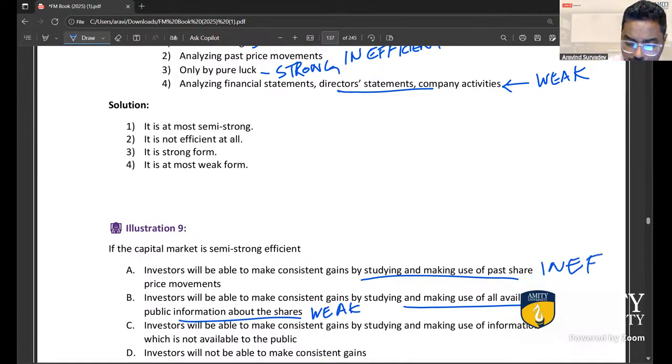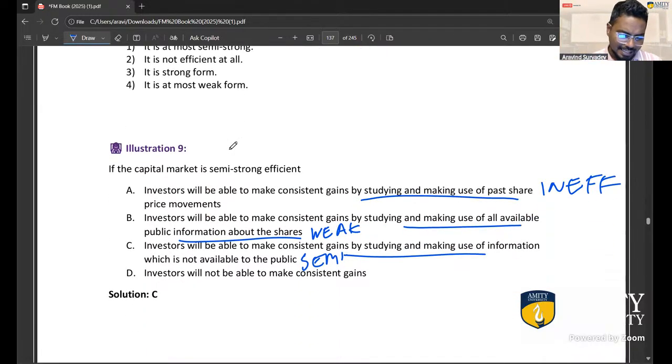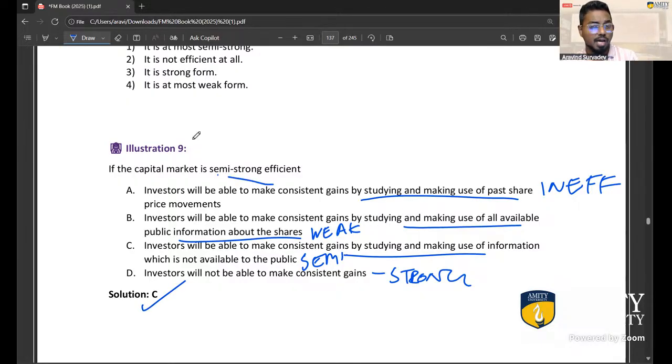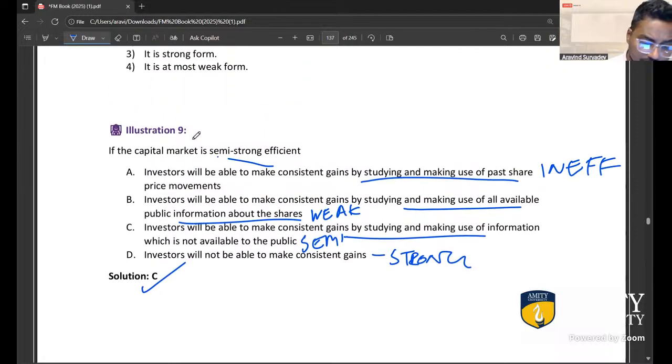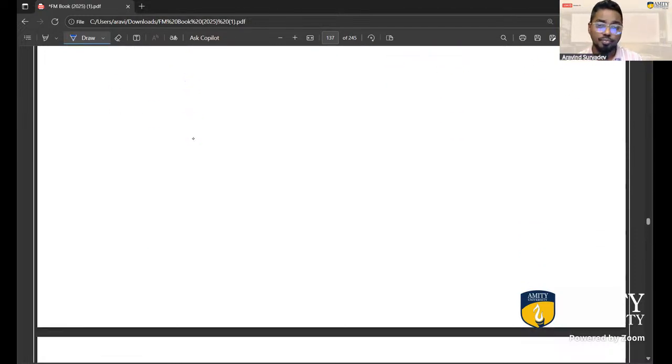Then investors will be able to make consistent gains by studying and making use of information which is not made available to the public. Yes, that is semi-strong. That is the answer to this question. Investors will not be able to make consistent gains. Well, that would be strong form efficiency, as you guys know, because there is no way to predict the market. The answer to our question is C, because we were looking at a semi-strong efficient market. So semi-strong efficiency is the fact that only private information, knowing that, helps you win in the market.